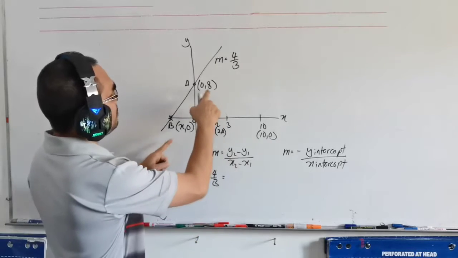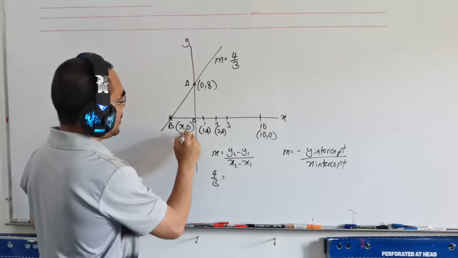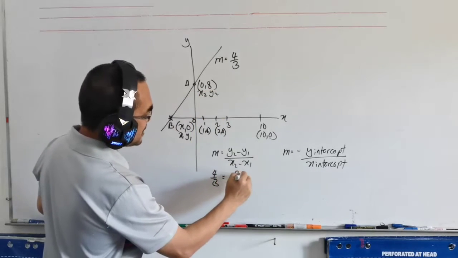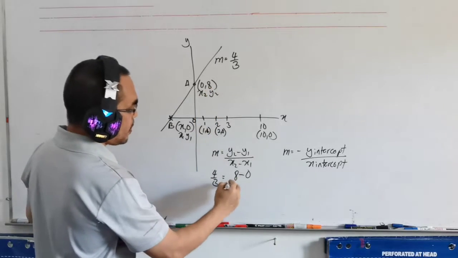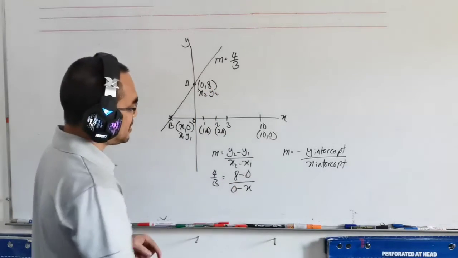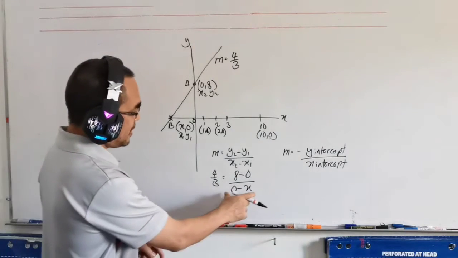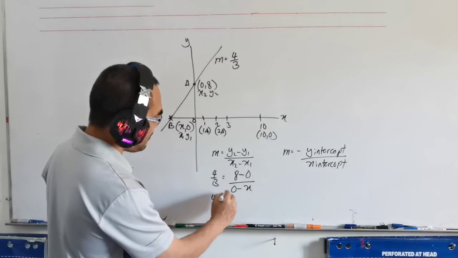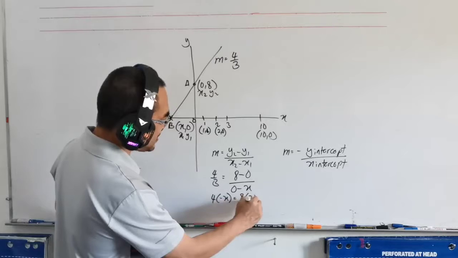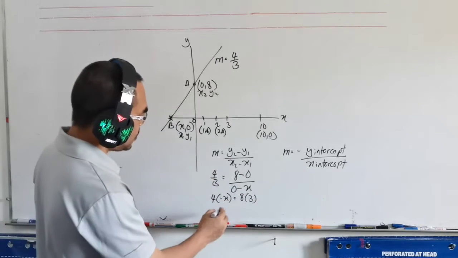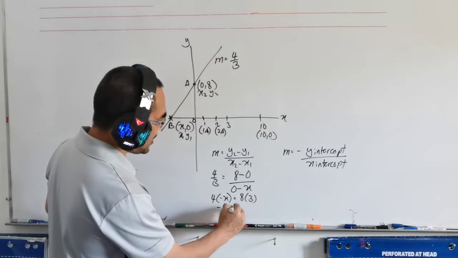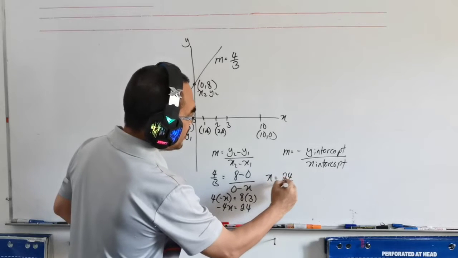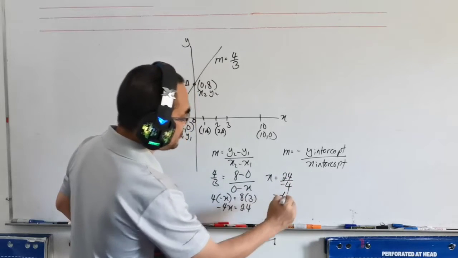Let's say this is x1, y1, so this is x2, y2. So 8 minus 0 over 0 minus x. So you have to cross multiply. 0 minus x will be negative x. So 4 times negative x equals 8 times 3. You cross, and then you get negative 4x equals 24. So x will be 24 over negative 4, which is negative 6.